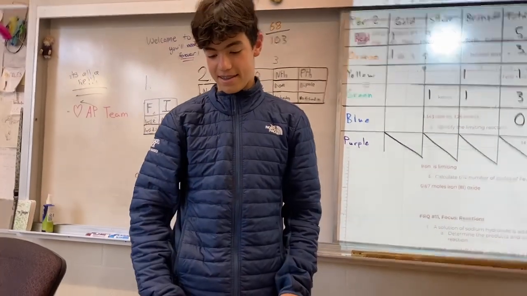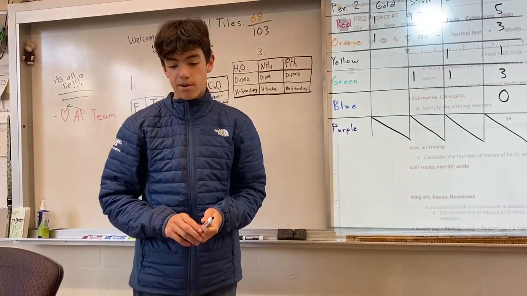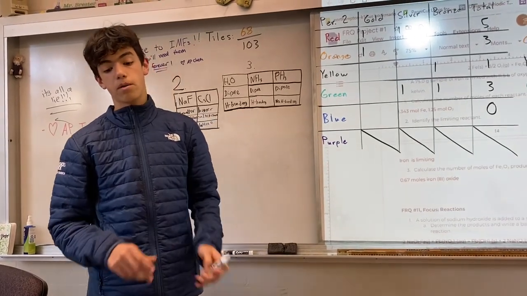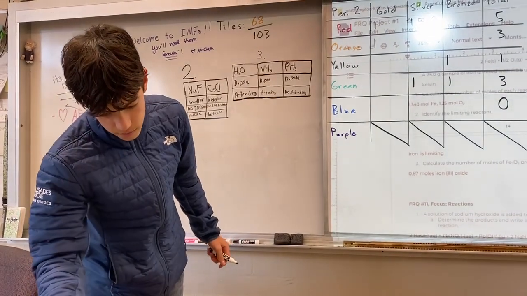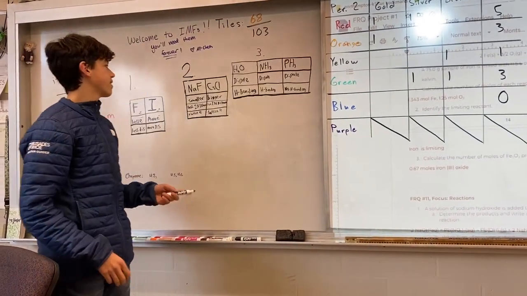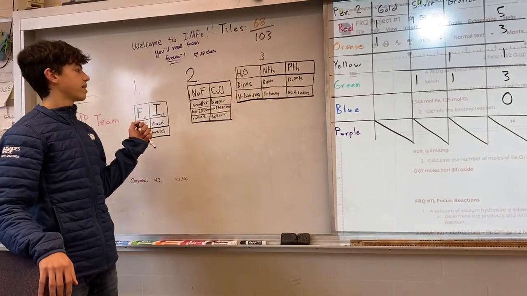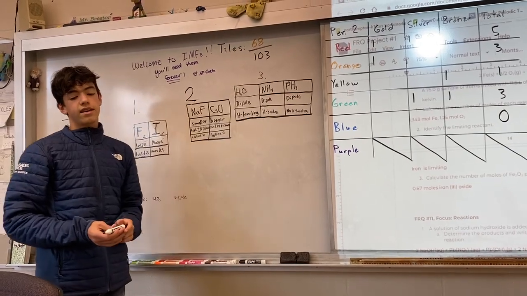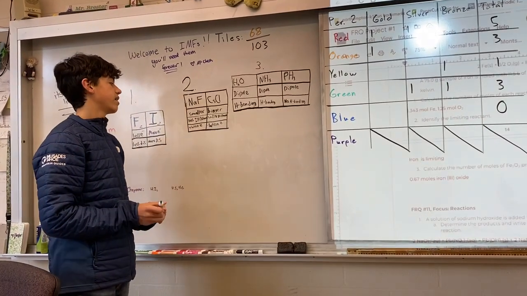And the second question here is, the melting point of NaF is 993 degrees Celsius, while the melting point of CsCl is 645 degrees Celsius. The reason that NaF has a higher melting point is because it's smaller, and therefore it has a smaller internuclear distance because it's smaller as a molecule.